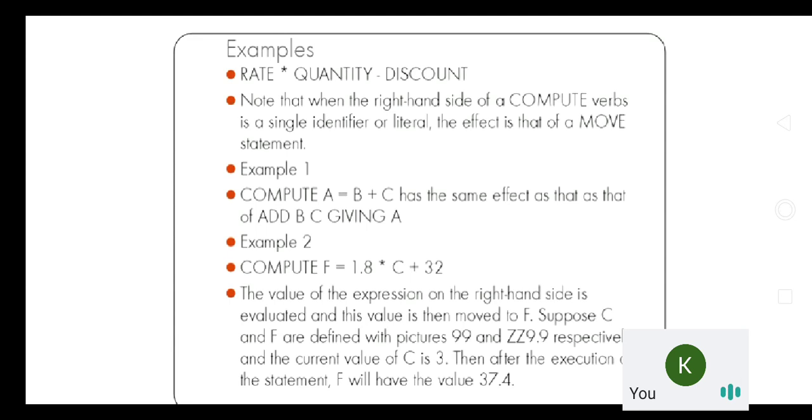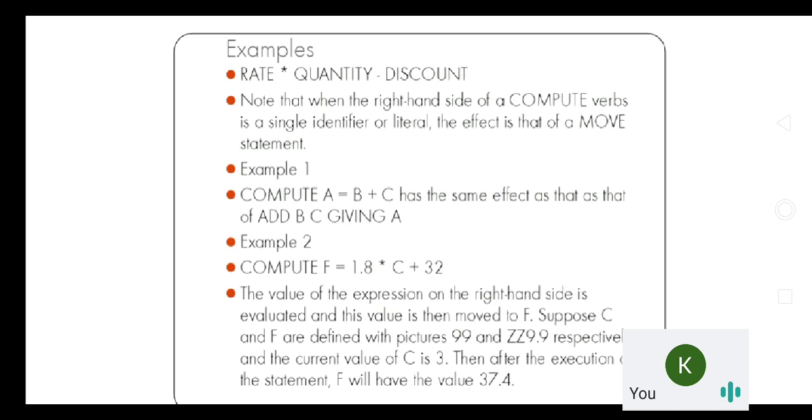So sometimes we have a single identifier to the right of the compute verb, to the right of equal to. At those times, this particular expression works like assigning a value, or moving a particular value to a particular identifier, a single identifier. Okay. So you have some more examples here.